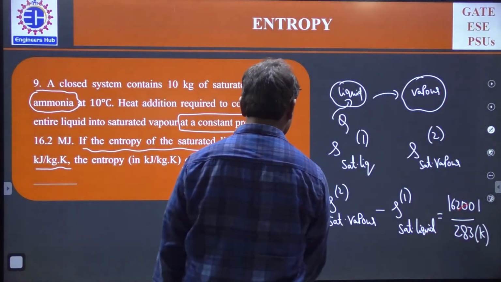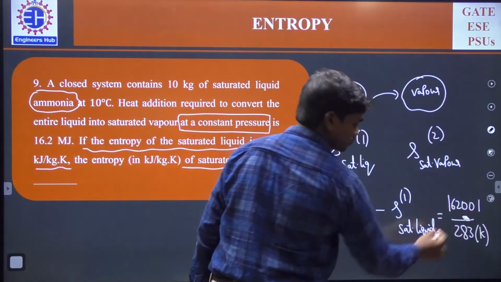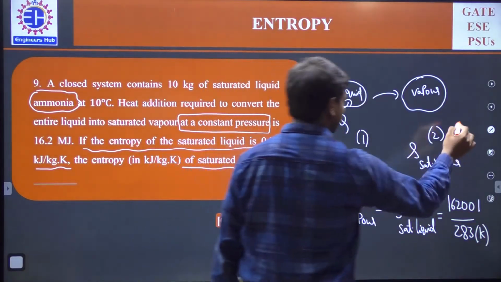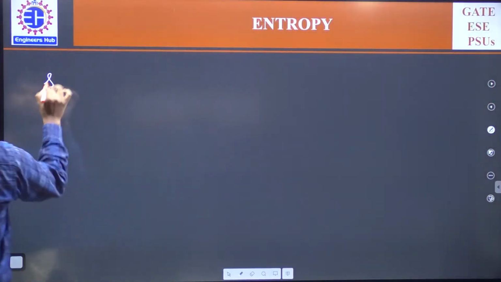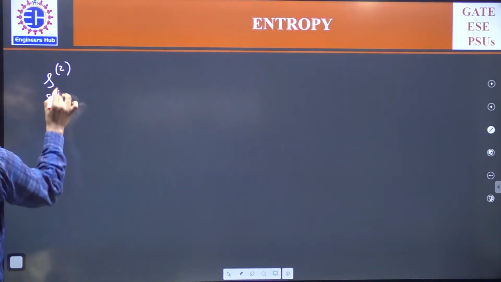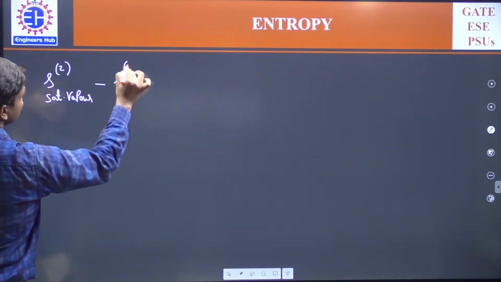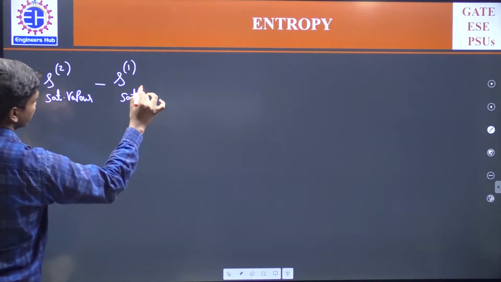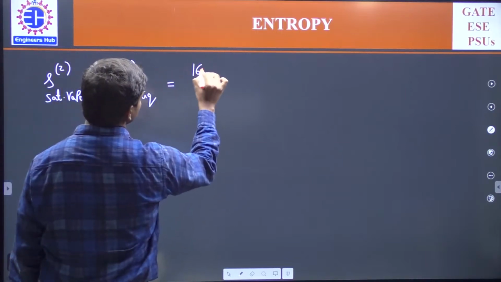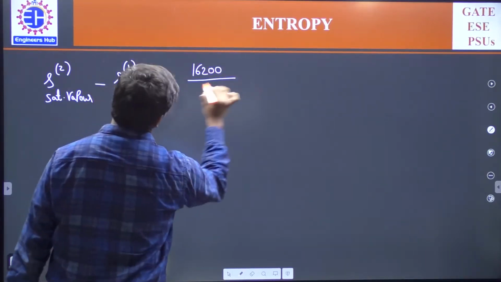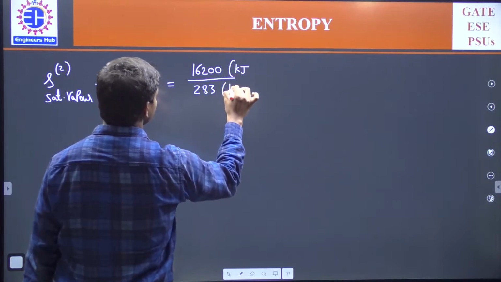Okay, so if this is not working out, we'll write it in the next slide that we have. So see here, S2 of saturated vapor means basically at state 2 minus at state 1 for saturated liquid is equal to the heat that is exchanged, which is 16200 divided by 283. This is in kilojoules and this is in Kelvin.